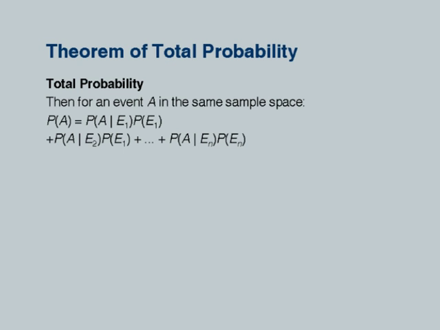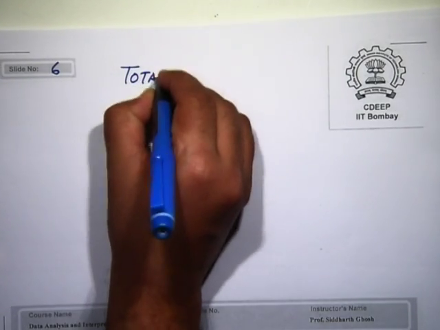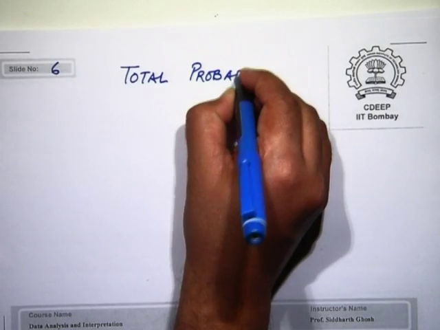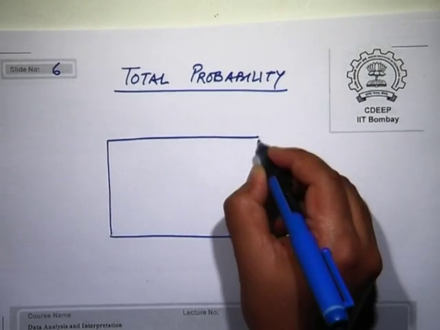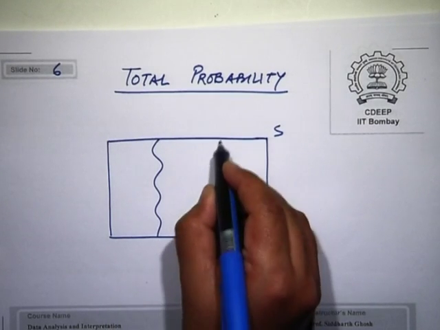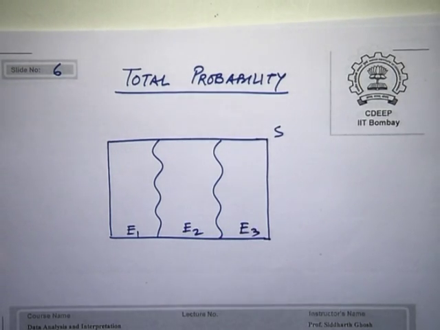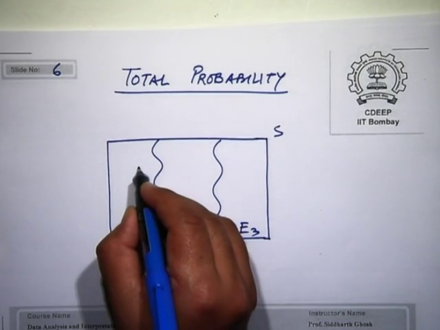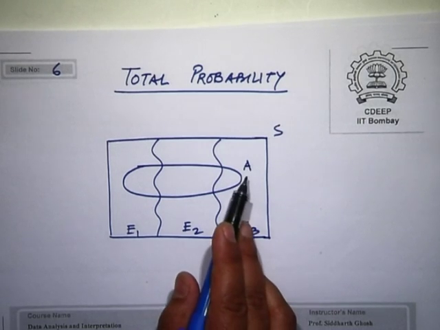Again, I will use the diagrams. Solar is a very handy tool. This is the total probability theorem. This is the sample space, which is constituted of, let's say, three events, E1, E2, and E3. Now we consider an event A in the same sample space. So now these three E1, E2, and E3 definitely belong to the mutually exclusive and collectively exhaustive kind of events for this sample space. So, what is the probability of occurrence of A?